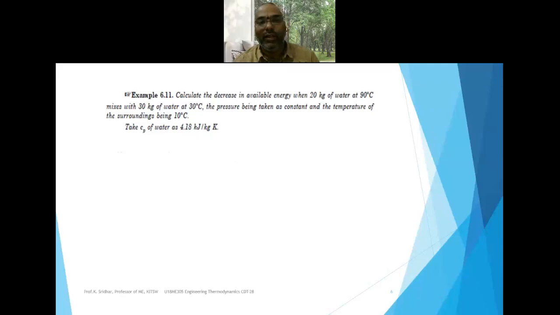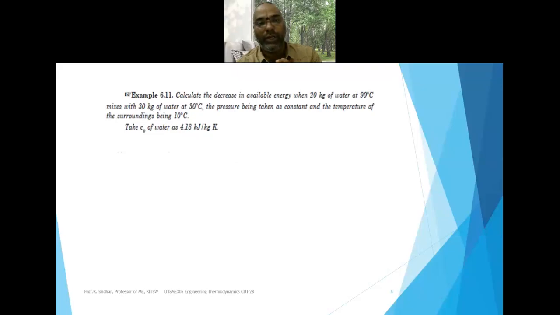The first one is: calculate the decrease in available energy when 20 kgs of water at 90 degrees centigrade mixes with 30 kgs of water at 30 degrees centigrade. Here we have two working fluids, both water, but at different temperatures and in different quantities. The initial quantity of water is 20 kgs, that is M1, and T1 is equivalent to 90 degrees centigrade. Always convert into the absolute temperature, Kelvin. And M2 is 30 kgs of water and T2 is equivalent to 30 degrees centigrade.